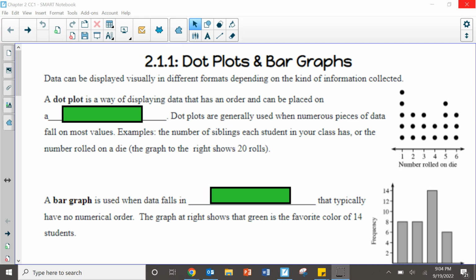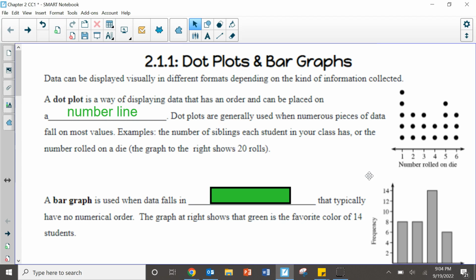So the first one we're going to talk about is a dot plot. A dot plot is a way of displaying data that has an order and can be placed on a number line. As you can see over here, we have our number line and numbers rolled on a die. You can see that the number 1 was rolled 5 times, the number 2 was rolled 3 times, and so forth. Dot plots are generally used when numerous pieces of data fall on most values.